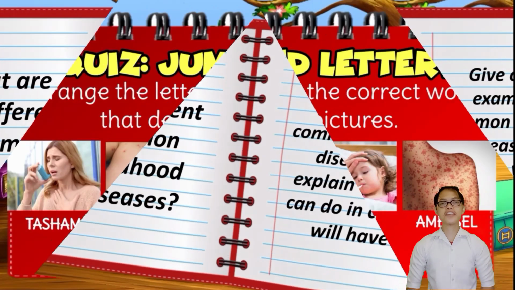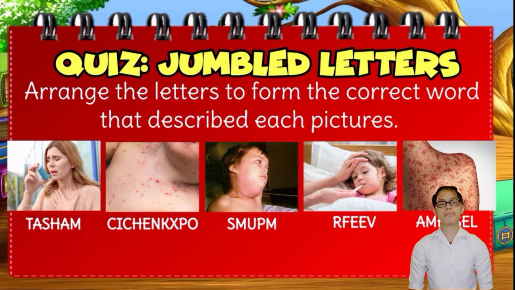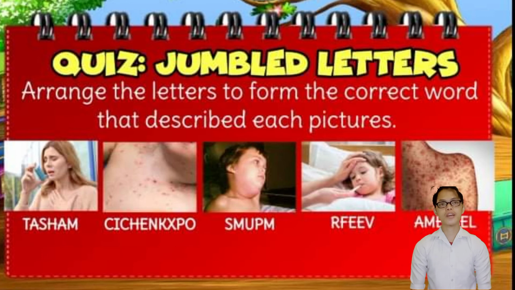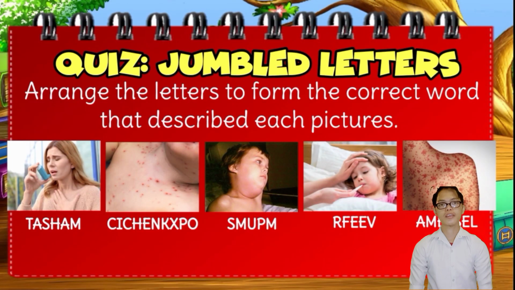Now, it's quiz time. Get a piece of paper, write down your name, section, and the date today. In this quiz, you're going to arrange the letters to form the correct word that describes each picture. Since it's very easy, I will give you 10 minutes to finish answering. Time's up. Let's check. Exchange your paper with your seatmate.